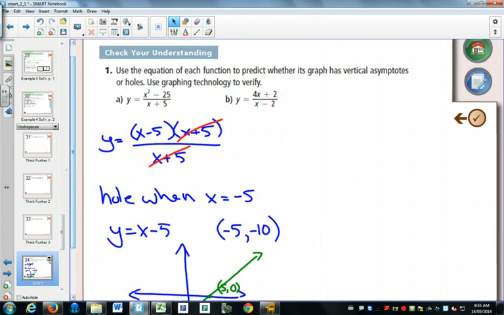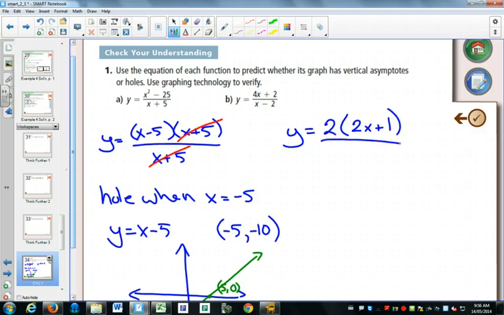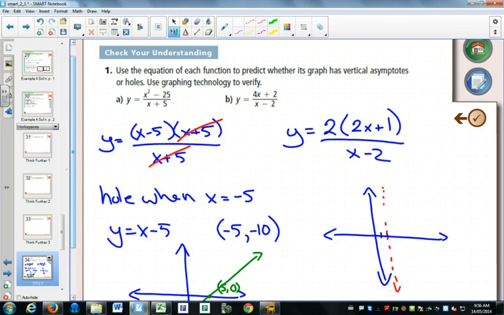Second one, can we factor the top? Yeah, you can factor out a 2, leaving us with 2x plus 1. So we factored out the top to see if there would be something that would cancel. Nothing cancels here. So in this one, you're going to have a vertical asymptote at the non-permissible value. Red pen, dotted line, at x equals 2.